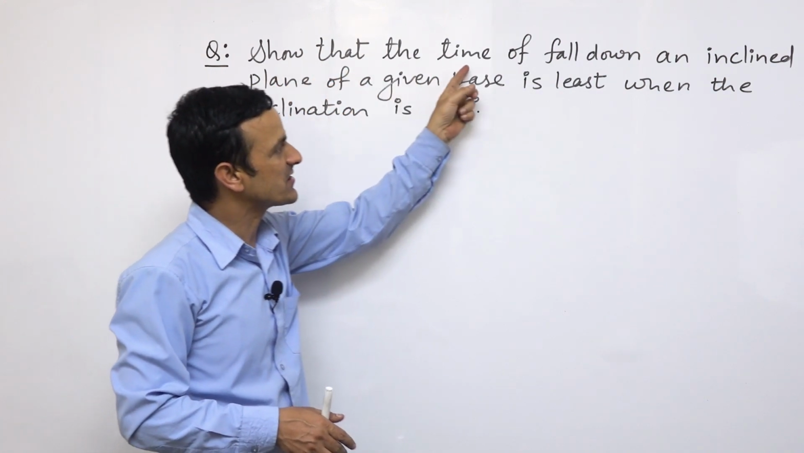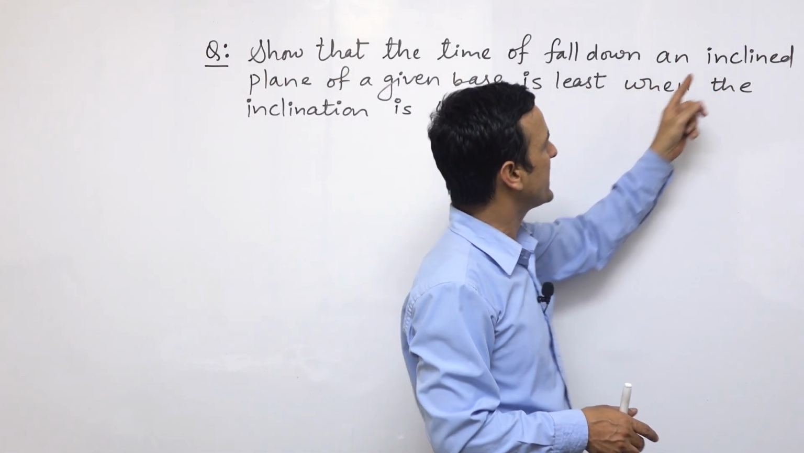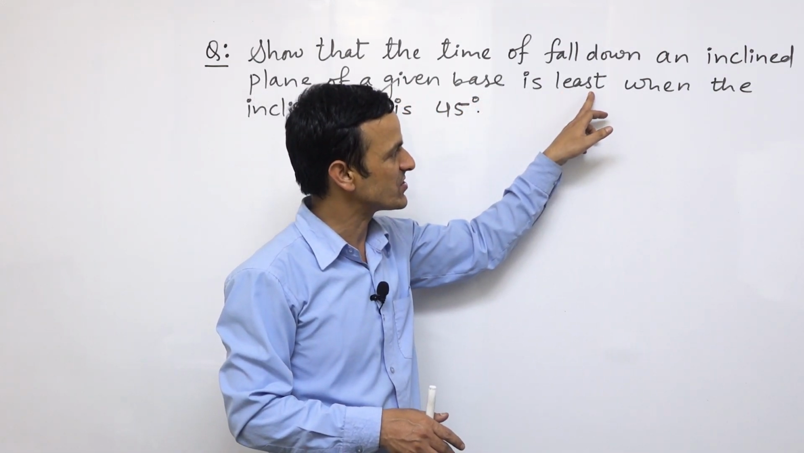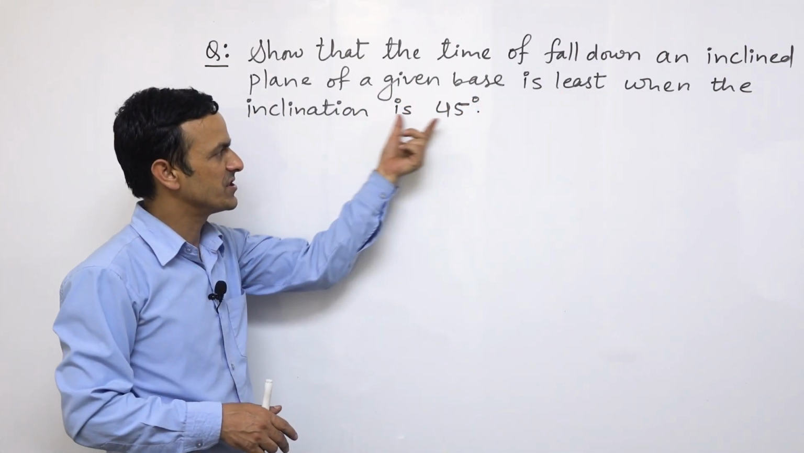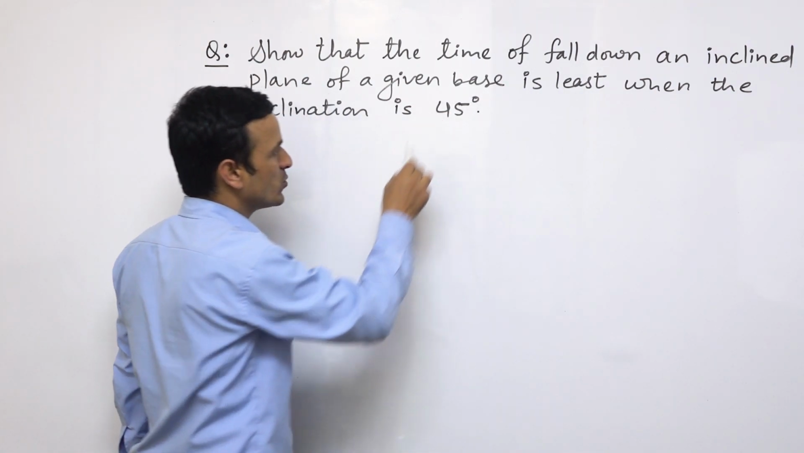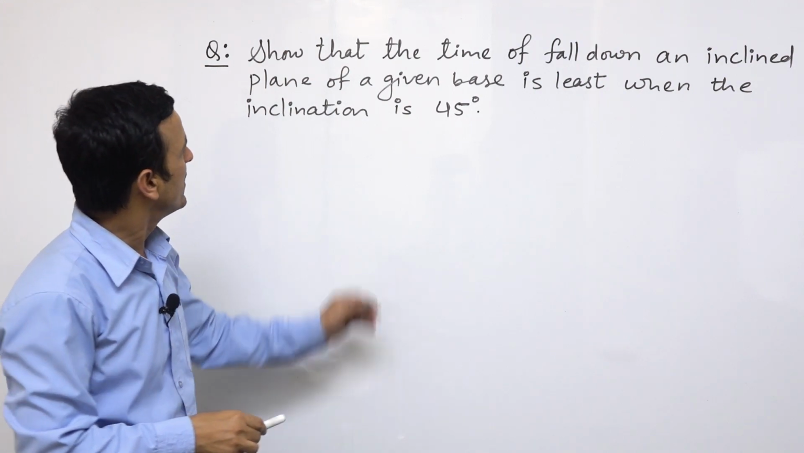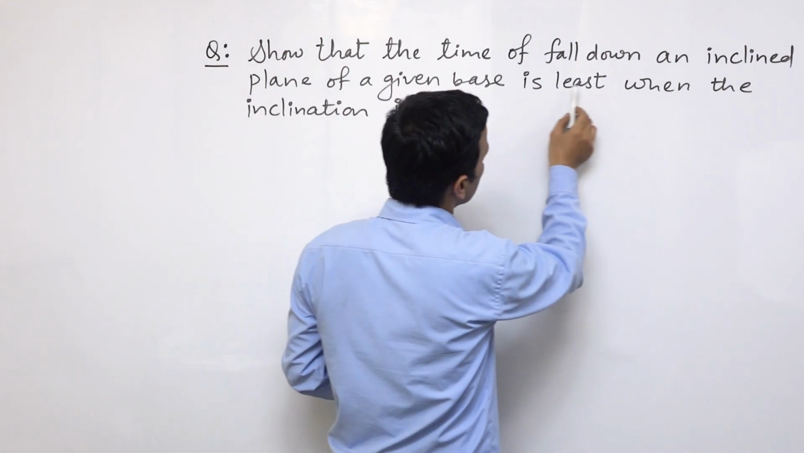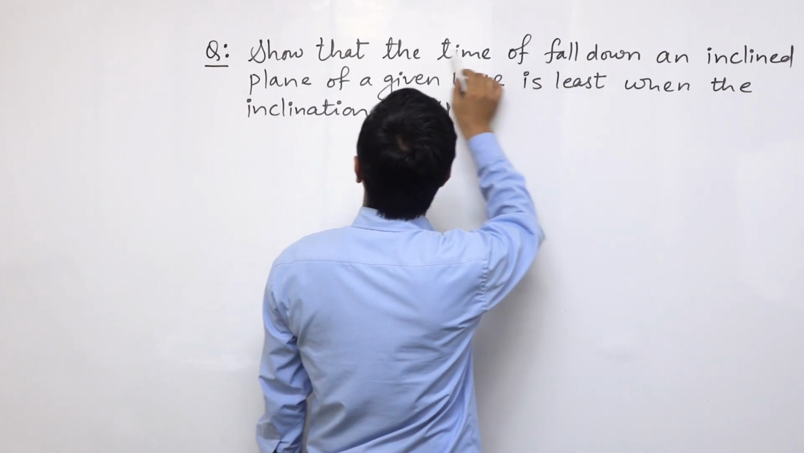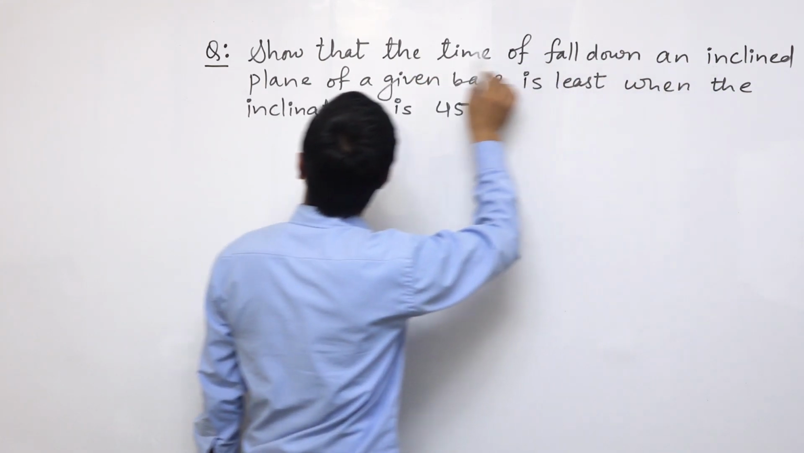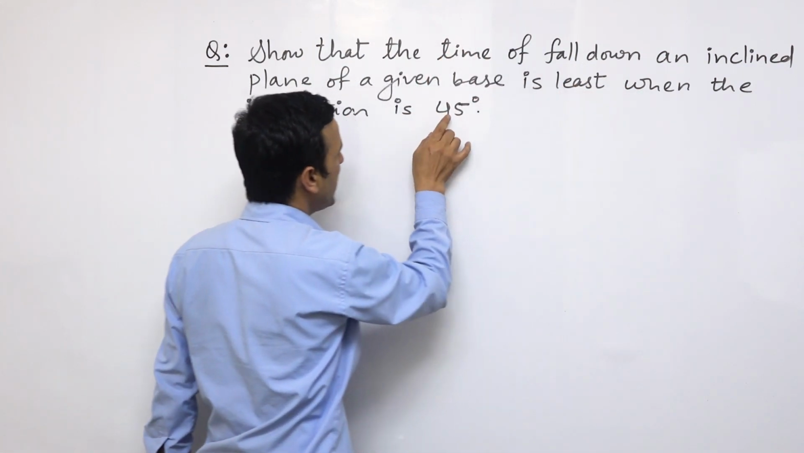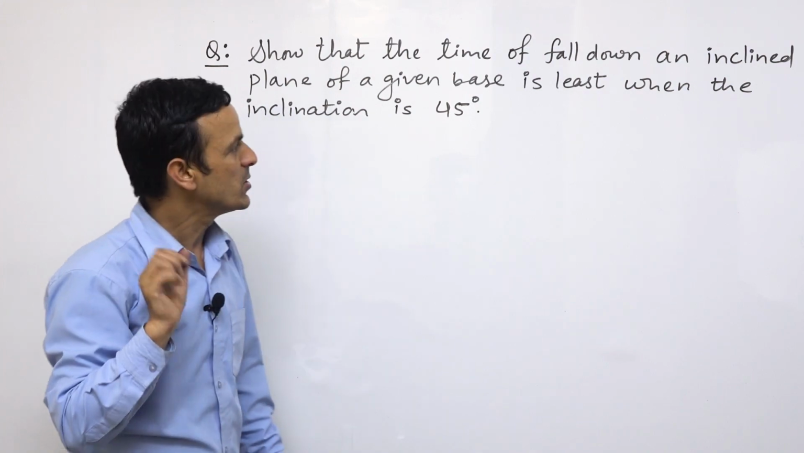So that the time of fall down and inclined plane of a given base is least when the inclination is 45 degree. So this angle of inclination we are going to show when the base is least. So now here the time of fall down on inclined plane of the given base is least. When time is least, at that time angle of inclination will be 45 degree.